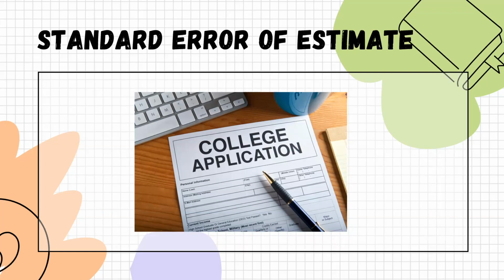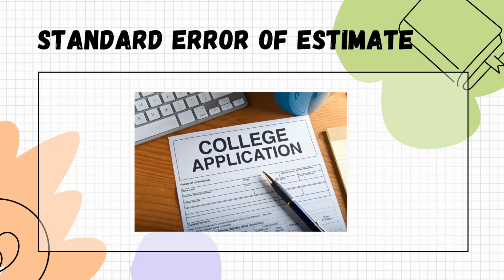Let's say the predictor estimates that if you score 1200 on the SAT, your first-year GPA will be 3.5. The standard error of estimate might be 0.3. So it means there's a good chance your actual GPA could be anywhere between 3.2 and 3.8. The standard error of estimate gives an idea of where the typical range of your real college GPA might fall.